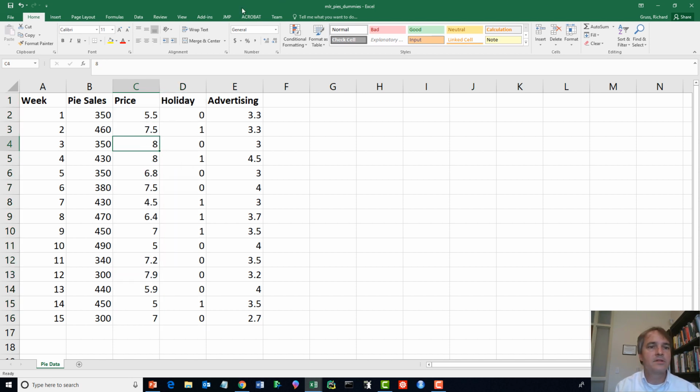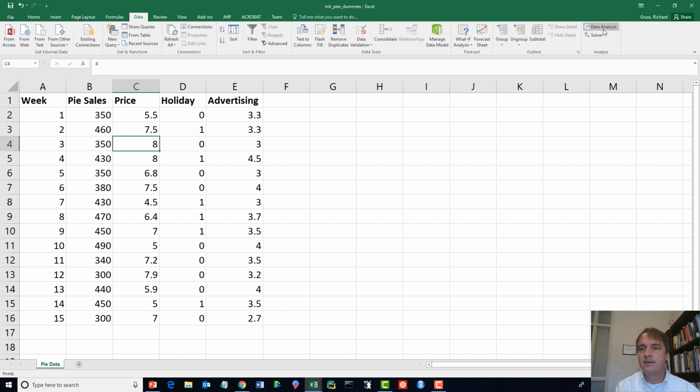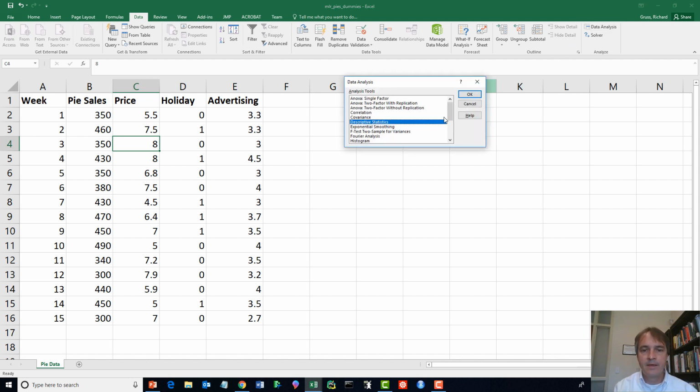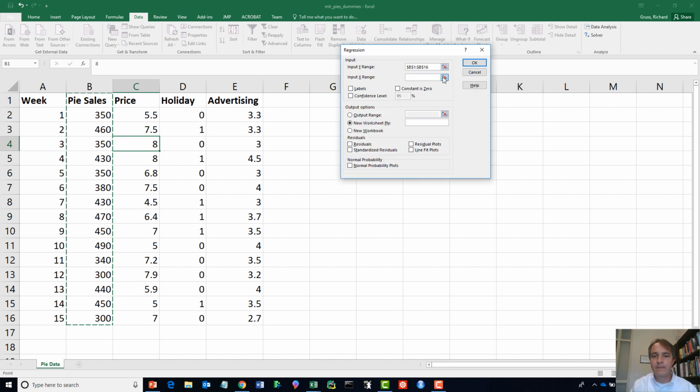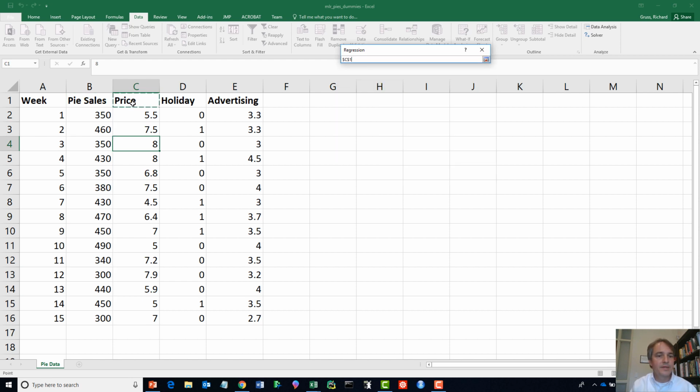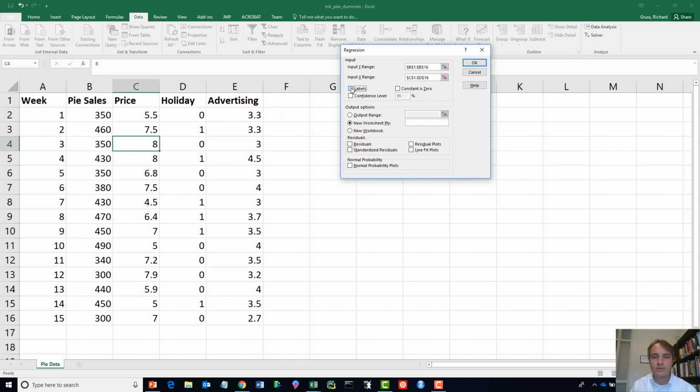So let's go back to data and data analysis, and we're going to do regression again. Our dependent variable is going to be pie sales, and for our input x, we're going to bring in both the price and whether there was a holiday. So simply a 0 if there's no holiday, a 1 if there was a holiday that week. We'll keep the labels, and we'll put it in a new worksheet.